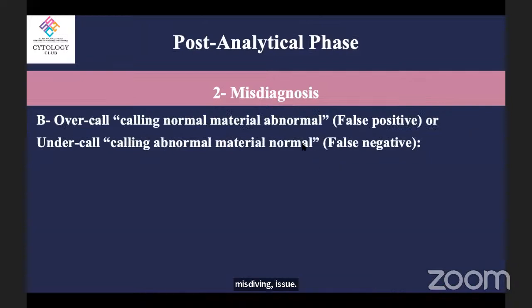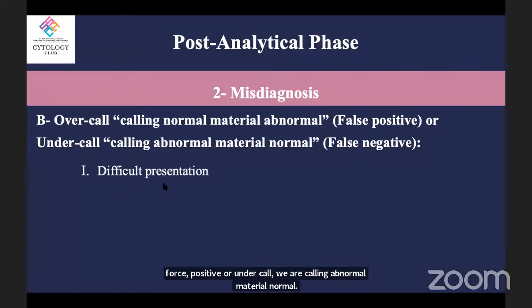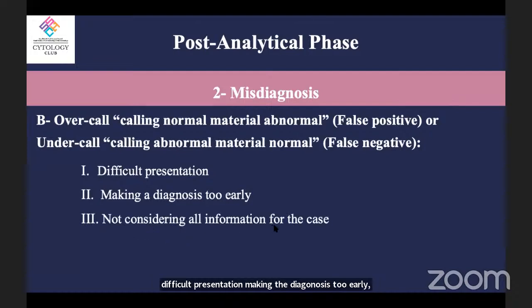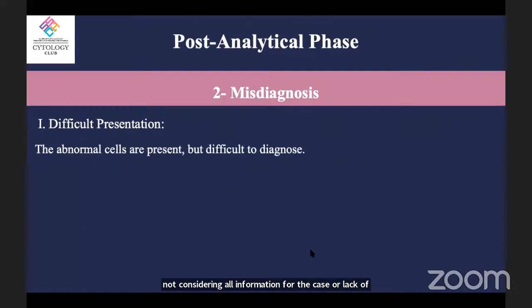The second part in misdiagnosis is overcall. We're calling normal material abnormal, this is false positive, or undercall, we're calling abnormal material normal, and this is false negative. So why does it happen? Because of difficult presentation, making a diagnosis too early, not considering all information for the case, or lack of knowledge, and finally, lack of experience.